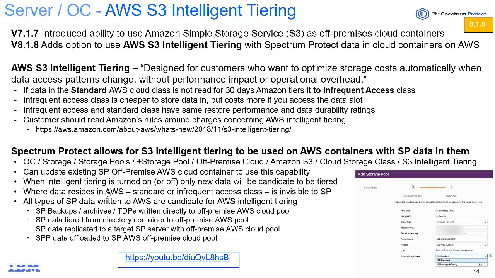Now, if you were to turn off intelligent tiering, we are not going to move the data back around. It'll stay wherever it was at, but there won't be any other impact. It'll just stay wherever it was last sitting.